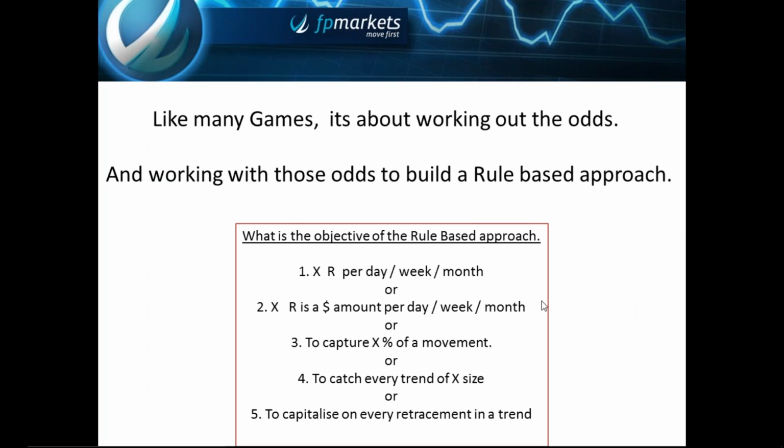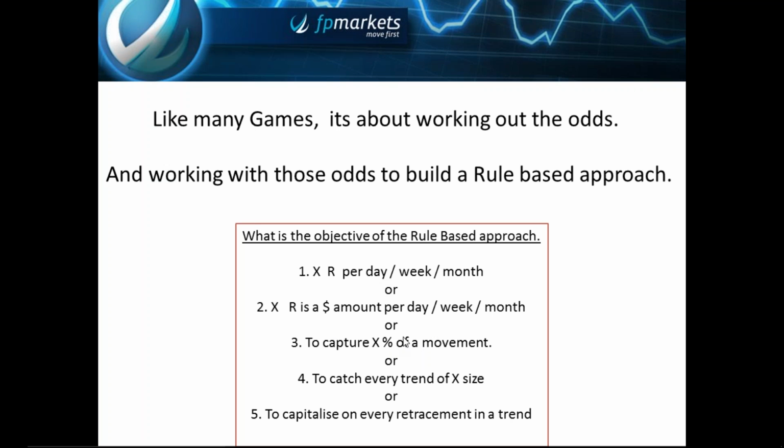So to sum up again, the objective of this approach, if you like, is to work out a rule-based approach. The first part of the objective is to state what you want out of this. What do I want to get out of this? And then step in and see if that market will produce that for you based on your study of price action. So in here, is it a certain R per day or per week or per month, a certain percentage return per day, per week, per month? Is it a dollar amount per day, per week, per month, that type of thing?